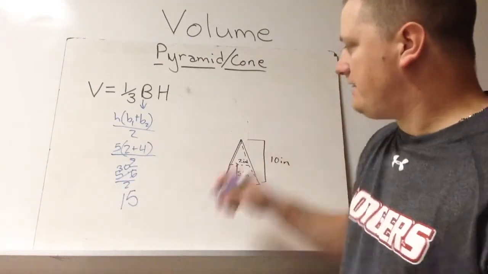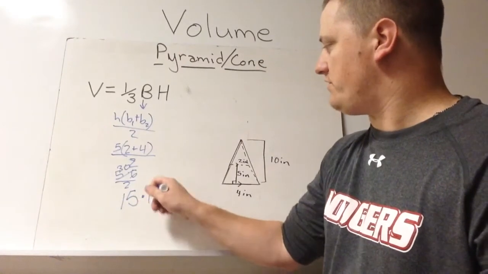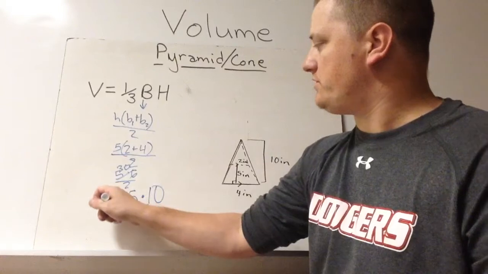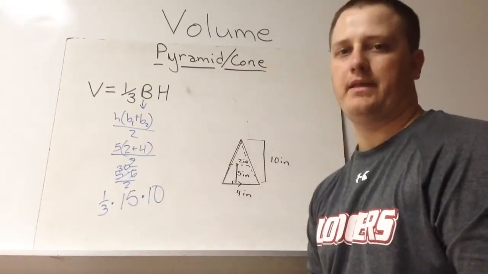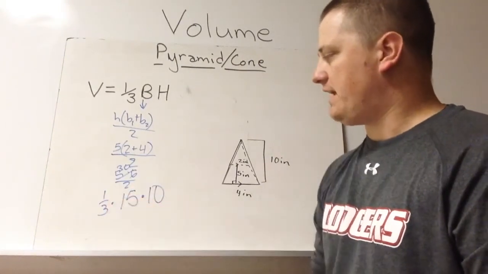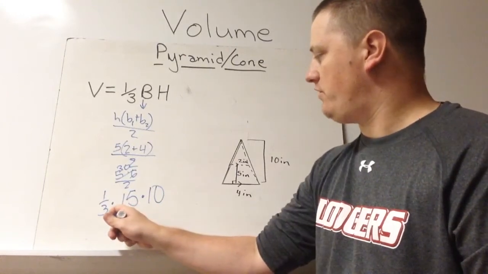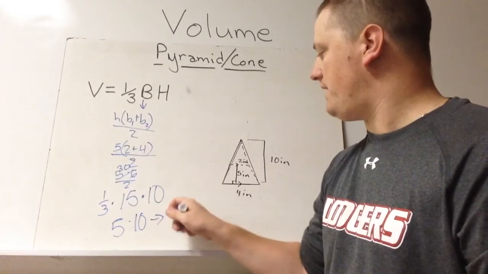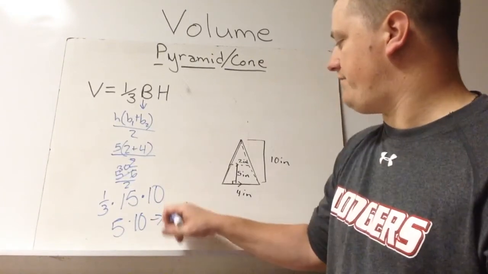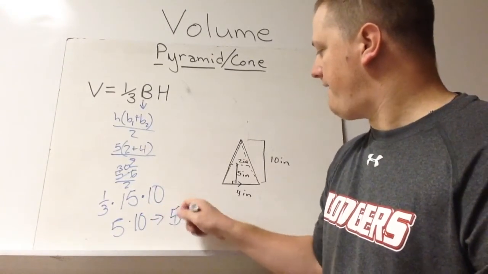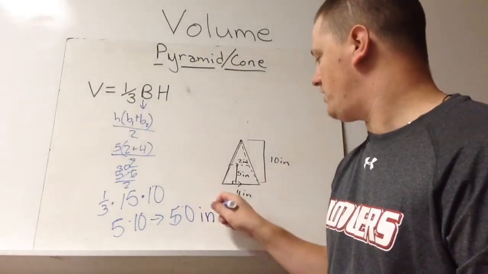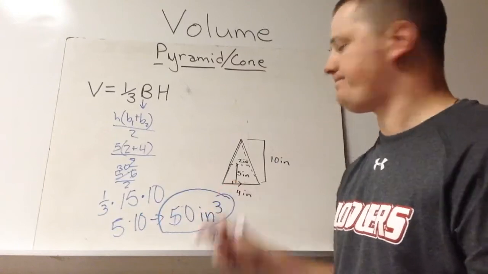Then I need the height, which is 10. And then I need my fractional part, which is 1/3. So 15 times 1/3 is 5 times 10 gives me, oops, not 15, 50. And again, this is volume, so it's inches cubed.